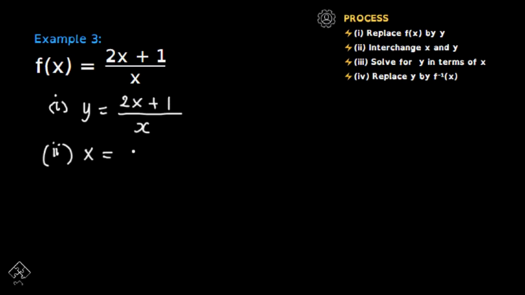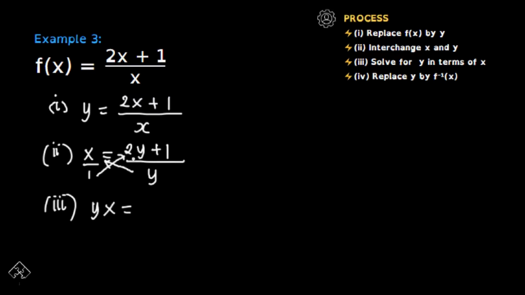So we have x equals, itong 2x magiging 2y yan, plus 1 over y. In the denominator na x, magiging y din yan. Step 3, solve for y in terms of x. So for us to solve the y, we will divide this x to 1 at magka-cross multiply tayo. So y times x, so we have yx here equals 1 times 2y plus 1. So same lang yan, 2y plus 1. Okay? So at isi-solve na natin yung y dito.